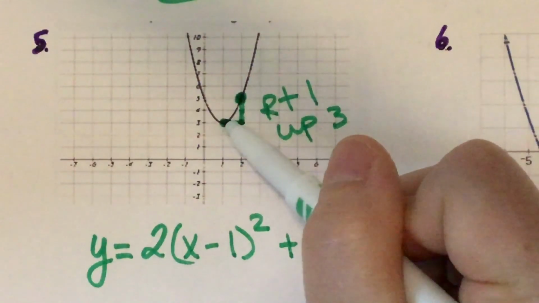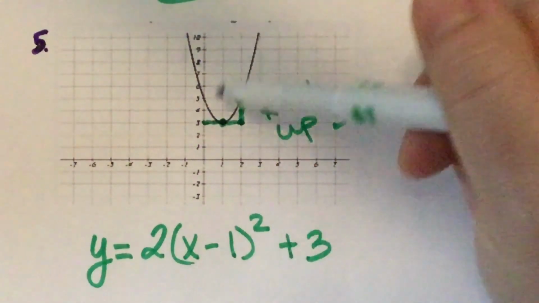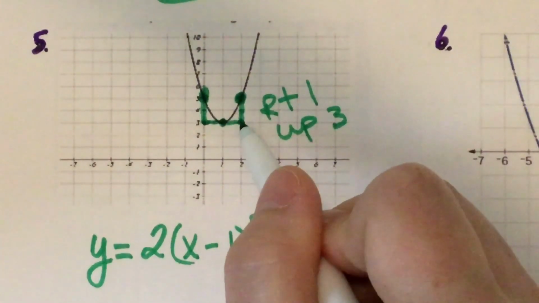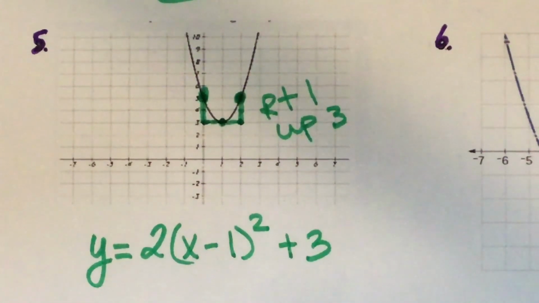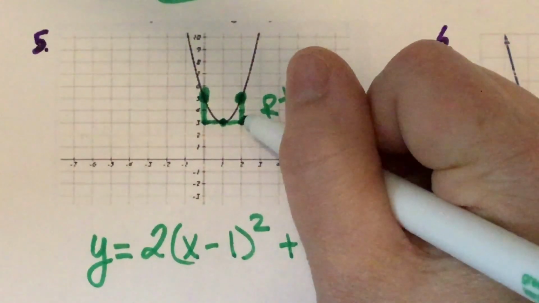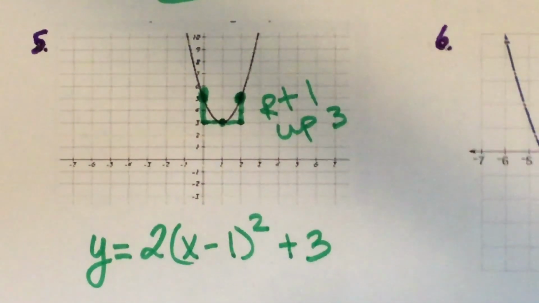I can also do it by going left 1. What's it take? It takes going up 2 to hit the graph. So right 1 or left 1, and then what does it take to hit the graph? If it takes going up 1 to hit it, your A is a 1. If it takes going up 2 to hit it, your A is a 2.